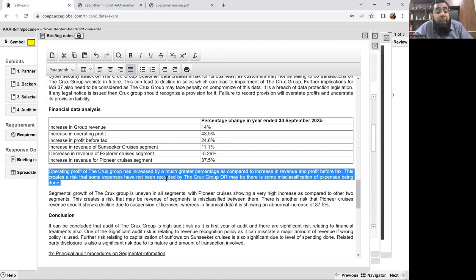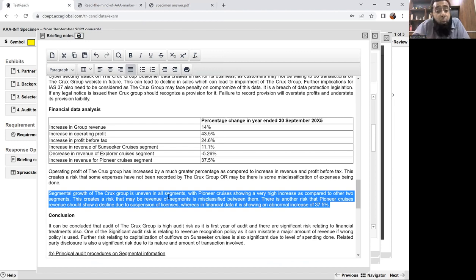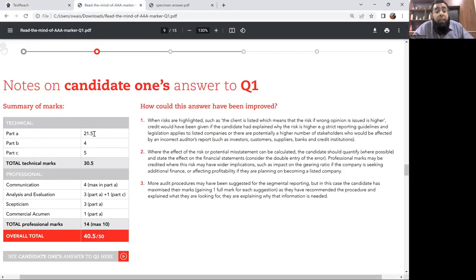This creates a risk that some expenses may not have been recorded by the Crux Group, or there may be some misclassification. Then we commented on segmental growth also. Okay, we have discussed this answer in the previous class. So if anyone feels that, sir, why are you not reading the complete answer? We have already discussed this in the previous class. You can simply refer the previous class recording, which is of 3 hours, in which we have developed this entire answer. Okay, now what you need to understand is, he got 21.5 marks in part A.